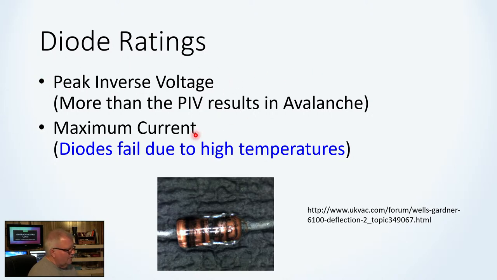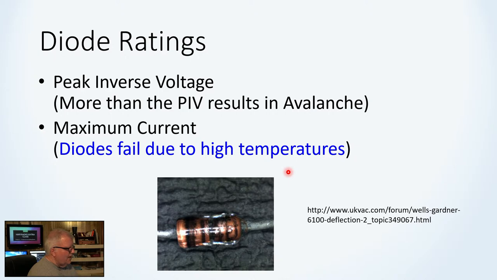If you go with a higher voltage than the peak inverse voltage, you'll destroy the diode. The maximum current carrying capability of the diode, the 1 amp, 2 amp, 5 amps. Diodes tend to fail due to high temperatures.